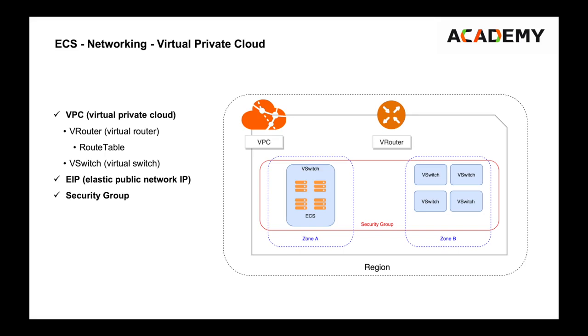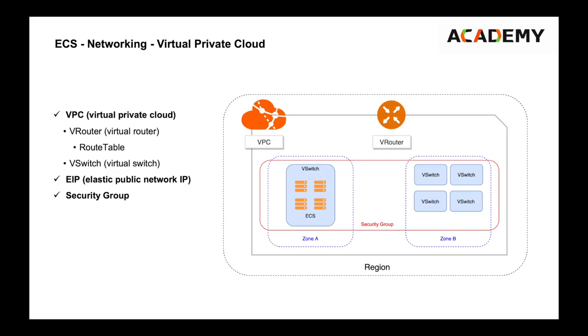Also, within the VPC, there's the concept of a security group. This is basically a set of stateful firewall rules that apply to your ECS instances within the VPC. You can have multiple security groups within a VPC, and these security groups are used to enable the ECS instances to safely talk to other networks, say the public internet.